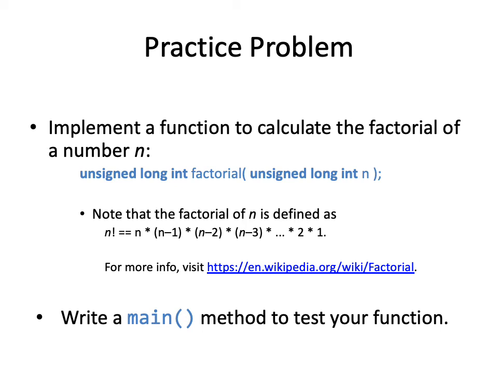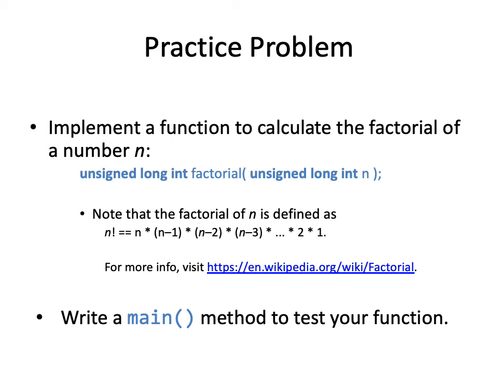So the way that factorial is defined is n factorial, where n is a positive integer, is equal to n times n minus 1 times n minus 2 times n minus 3 and so on until you hit 1. So if I have 5 factorial, that will equal 5 times 4 times 3 times 2 times 1. 5 times 4 is 20, times 3 is 60, times 2 is 120, times 1 is 120. So 5 factorial is 120.